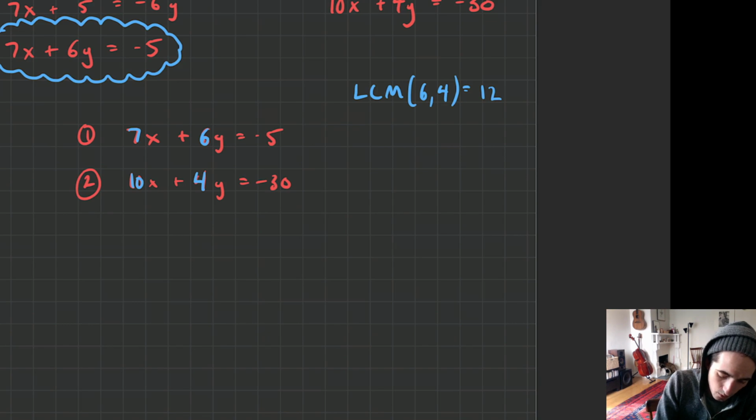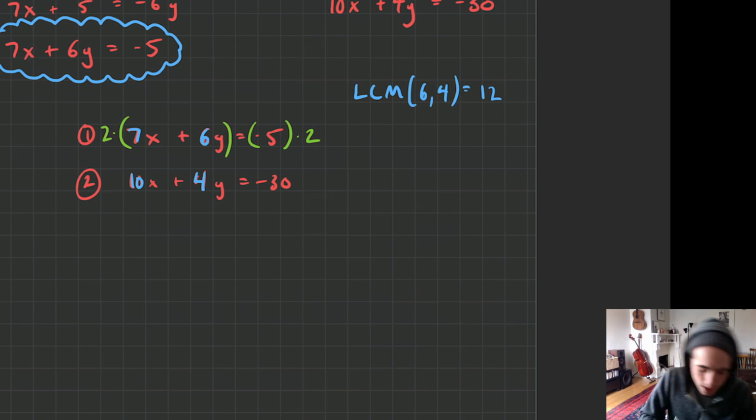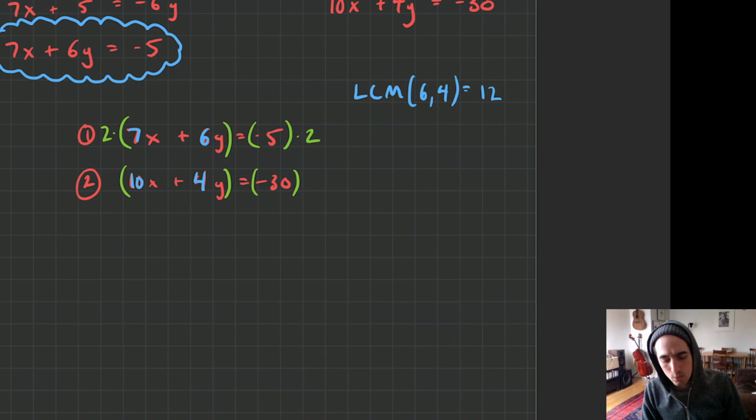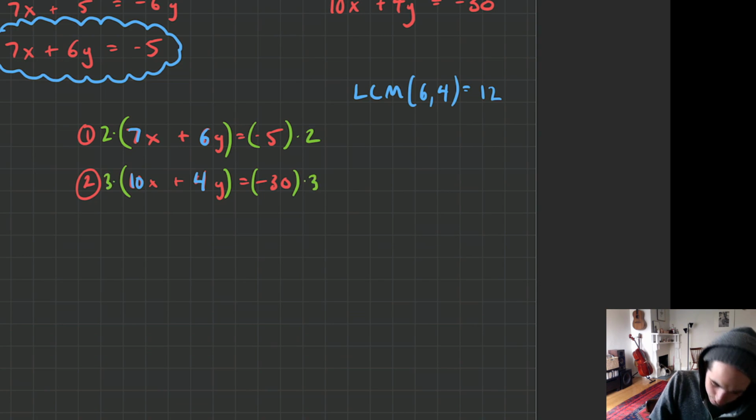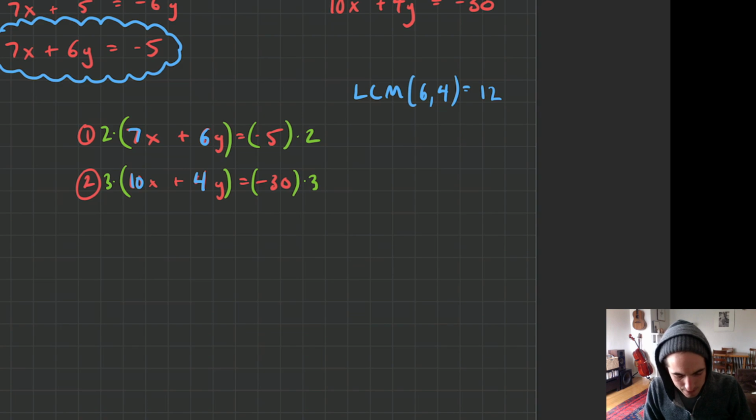So I'm going to say, okay, what do I need to multiply 6 by to get 12? It's a lot like adding fractions here. Well, that's 2, so I'm going to multiply both sides of this equation by 2. Now for the other equation, what do I multiply 4 by to get 12? Well, I multiply by 3. So multiply that by 3. Okay, and there we go.